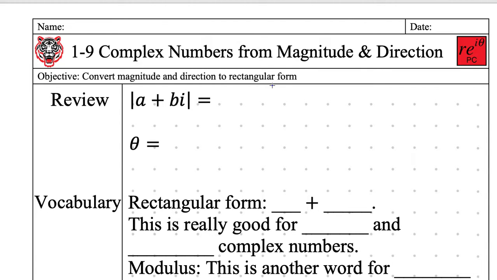Today, we are on 1-9 in Precalculus, complex numbers from magnitude and direction. You know what those things mean, hopefully, from yesterday. Today's date is Thursday, September 19th, 2019. All right, so, someone, read the objective.